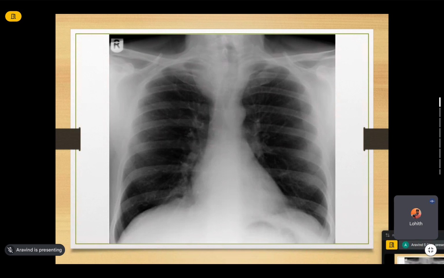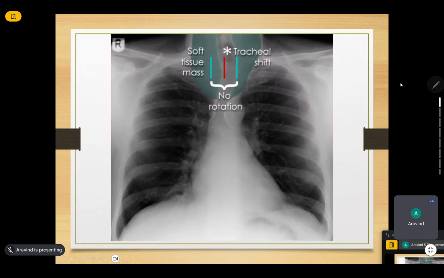Yes, it is shifted towards the left because you can see that a sort of mass-like thing is here, probably because of the thyroid tissue. Some problem is with the thyroid, I assume. So the trachea has been shifted towards the left. There you can see the spinous process, and the trachea has shifted to the left side. Exactly. This is the same X-ray with annotation. The trachea has been shifted, but there is no rotation. It's an actual shift of the trachea because of the soft tissue mass.